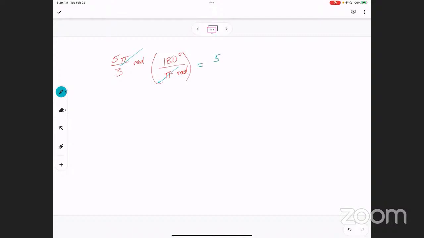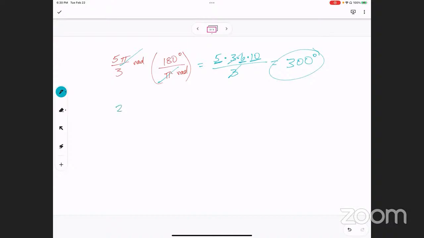Now I'm going to show you another trick here. Instead of multiplying 5 times 180, let's break 180 into 18 and 10, and 18 is 3 and 6. Why would I want to do that? Because I have a 3 on the bottom. And what's going to happen? The 3 cancels. Cha-ching. And now I can multiply them back out. Let's be smart. 5 times 6 is 30. 30 times 10 is 300 degrees. Done.